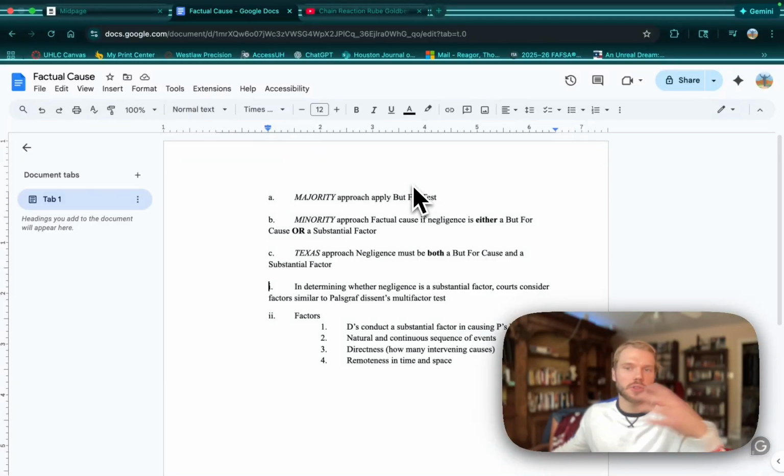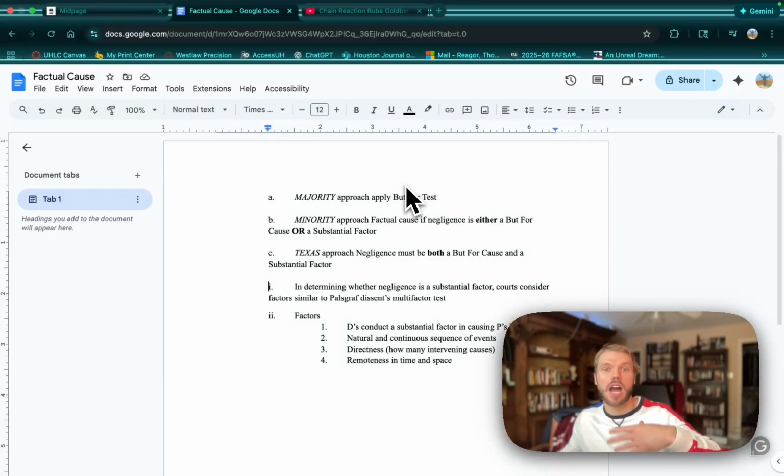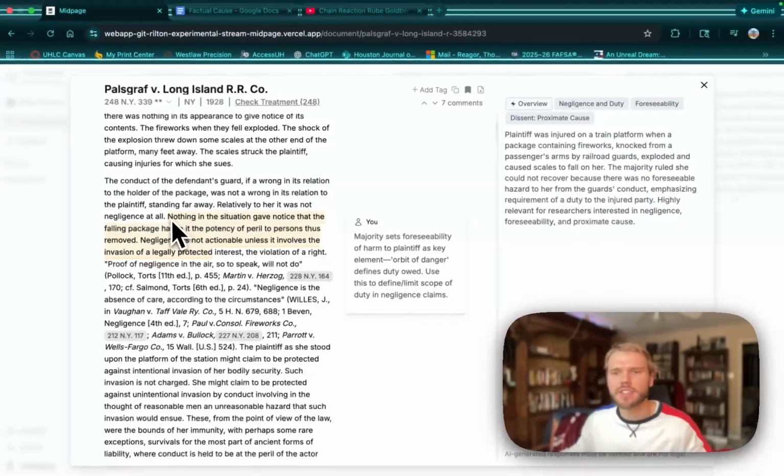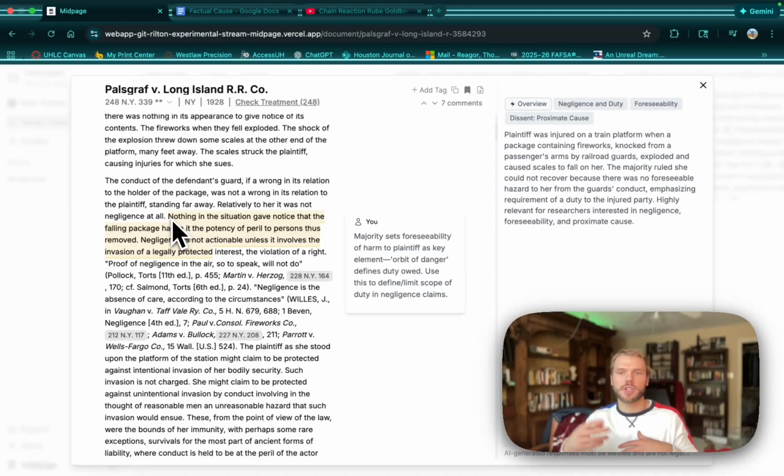So let's go ahead and look at the case and see how these factors were applied. I'm going to go ahead and open it up, and this is where that idea, the zone of danger, kind of comes up. That zone of danger is what we get from the majority, and if it's outside of the zone of danger, it's outside of liability purposes.